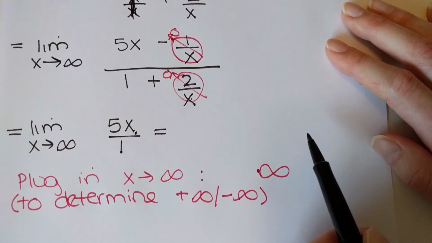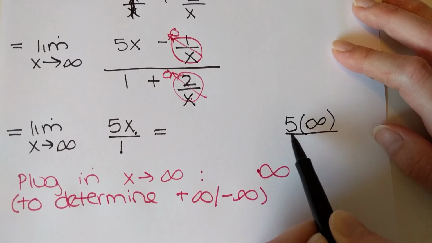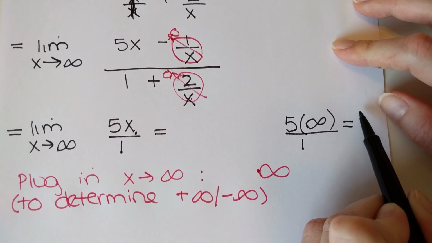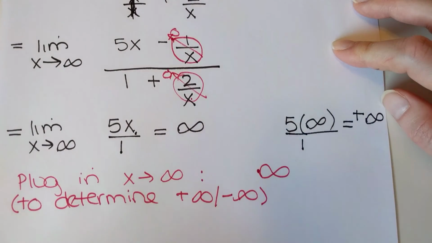So here, I'm going to do this off to the side. I plug in my infinity. I have 5 times infinity over 1. And that's going to give us a positive over a positive, so we'll get positive infinity as our final evaluation.